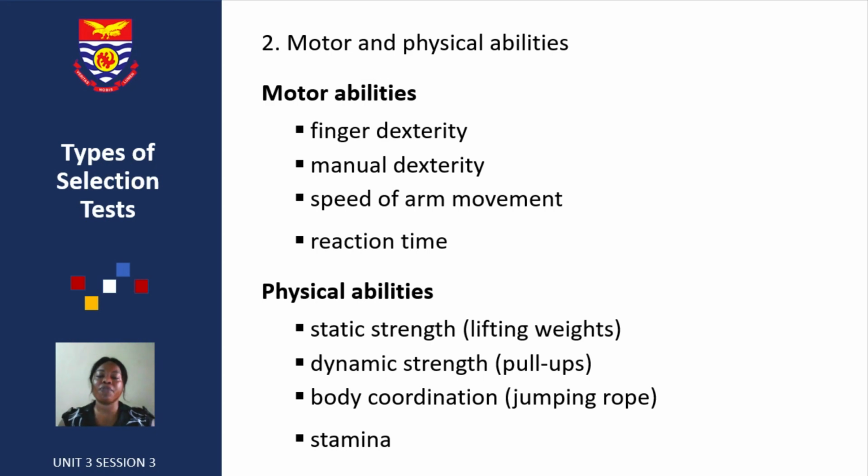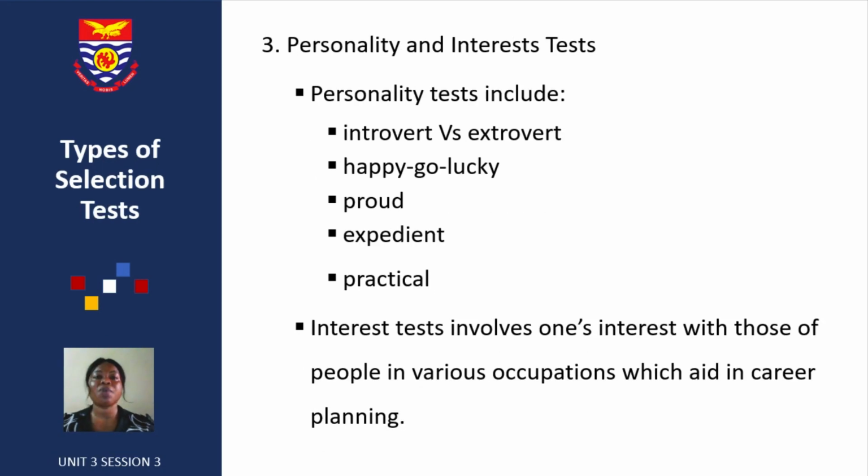Then we have physical abilities. That one is static strength. Can you lift weights? Dynamic strength, pull-ups, push-ups, body coordination, jumping ropes, your stamina. For some jobs, it's important you have these abilities. So depending on the job that you're applying for, then they will know which type of selection test to give you. The third one, we are going to talk about personality and interest tests.